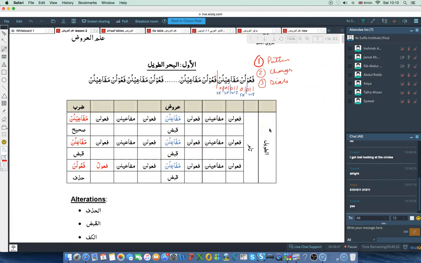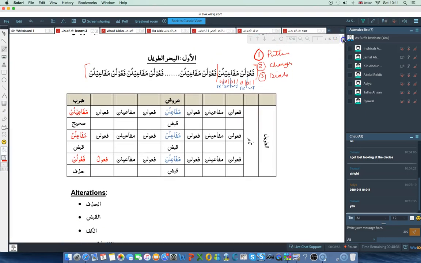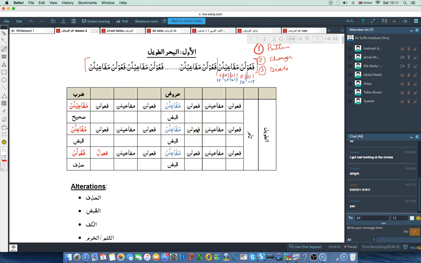Now look at this table. This is the original pattern. If someone asks you what the pattern for tawil is, you say it's fa'ulun mafa'ilun fa'ulun mafa'ilun fa'ulun mafa'ilun fa'ulun mafa'ilun. That's the pattern, and it's going to flow like that: fa'ulun mafa'ilun fa'ulun mafa'ilun. You have to get your vocal cords tuned to this pattern.